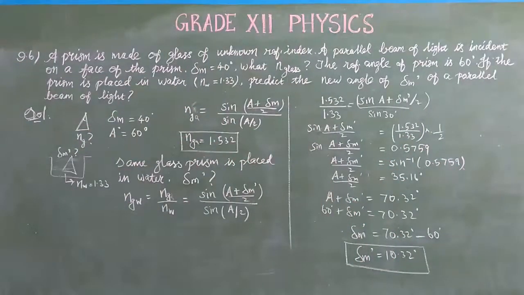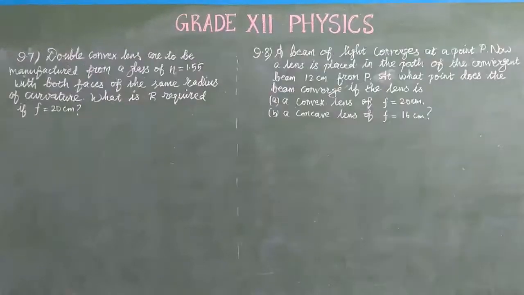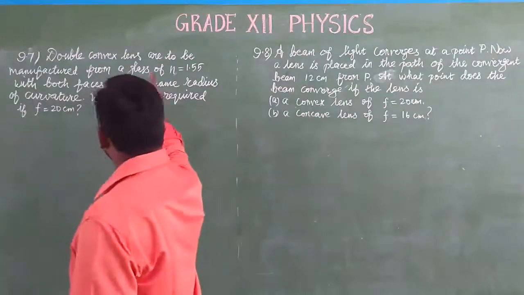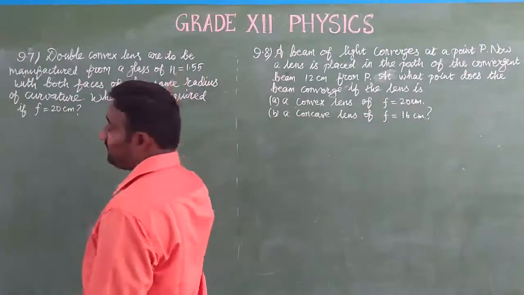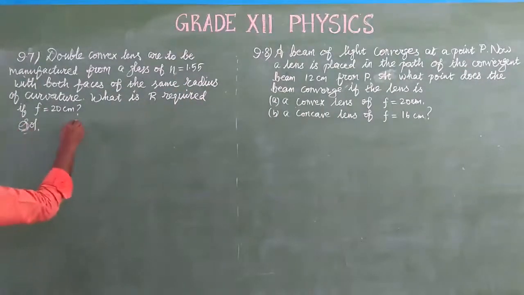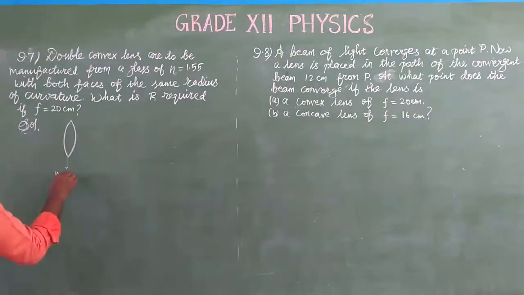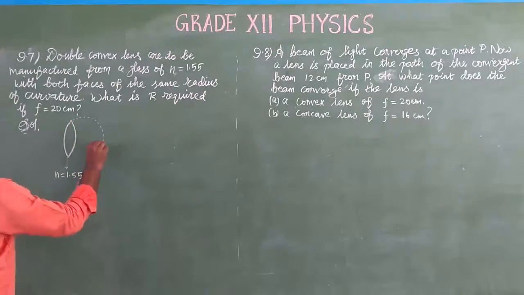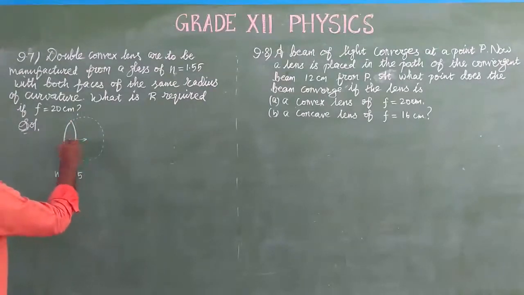Moving to the 7th question. Going to solve question number 7. Look at the question. Double convex lenses are to be manufactured from glass of refractive index 1.55. There is a double convex lens, manufactured with the refractive index of the glass 1.55, with both faces of the same radius of curvature. So the first face radius of curvature on the right-hand side is plus R. R1 is equal to plus R.